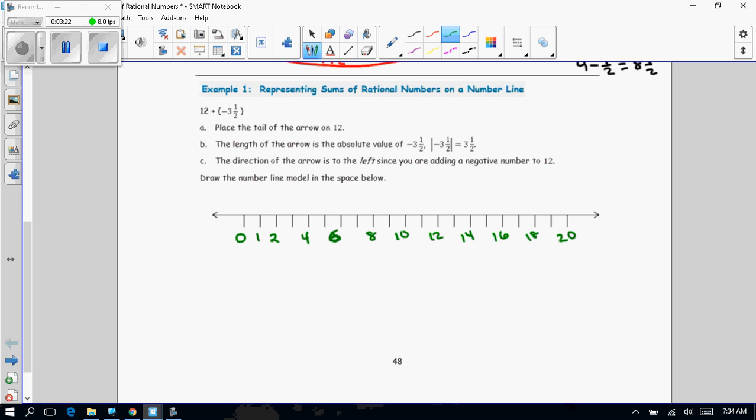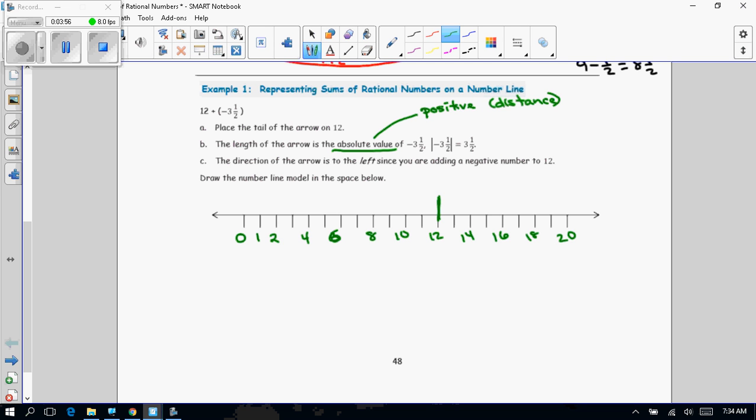So instead of starting at 0 and jumping all the way to 12, I'm going to just start at 12. I know she's already 12. I don't need to start and age her from 0 to 12 to find that. So I'm going to start at 12. I know that 12 is a positive number, so I start at the positive 12. The length of the arrow is the absolute value. Remember, absolute value is always going to be positive because it's a distance. It's just talking about a distance.